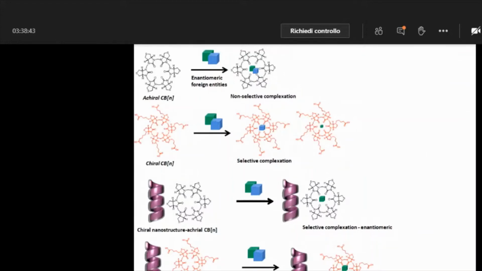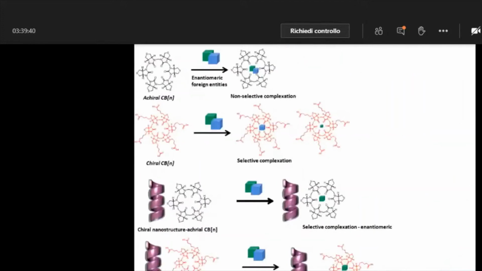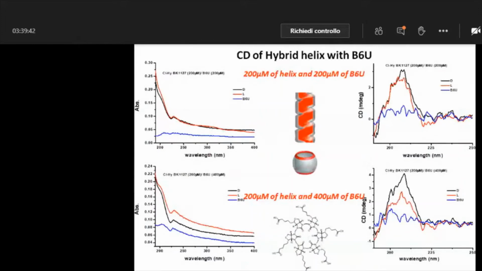Maybe I can quickly go back and show how the molecules are represented. The biotin-urea molecules without the porphyrin conjugates will be represented like this for convenience, and the monoconjugate will be represented in this form. We also have the monoconjugates with zinc and without zinc. Initially we started the experimental work by combining the chiral nanostructures, the helices, with the cucurbituril.